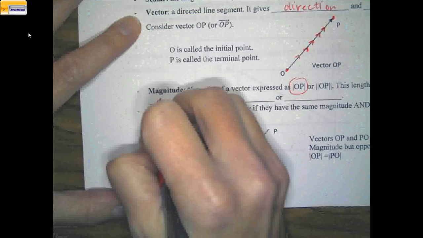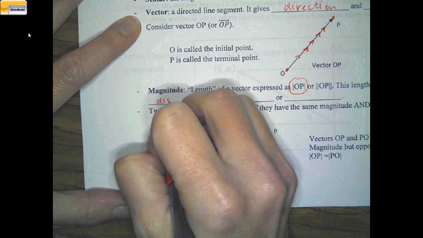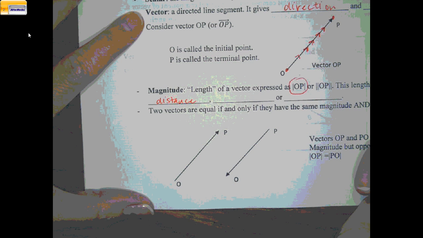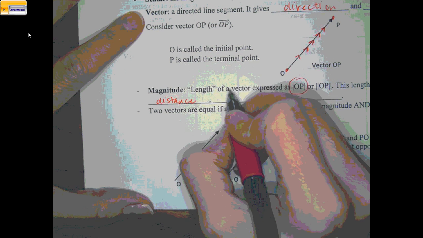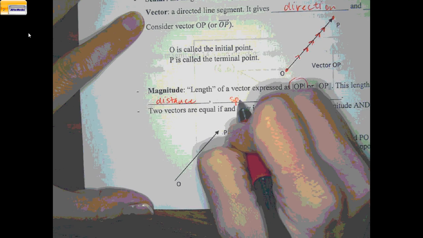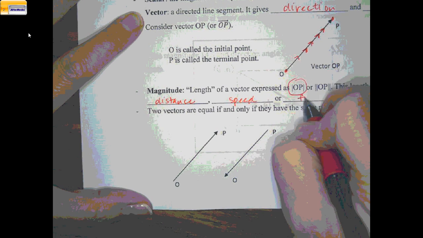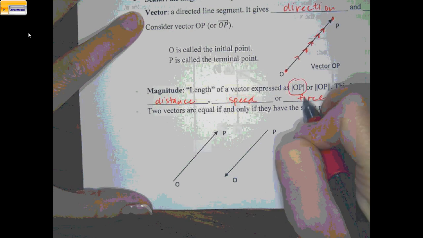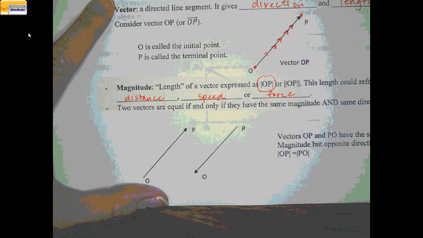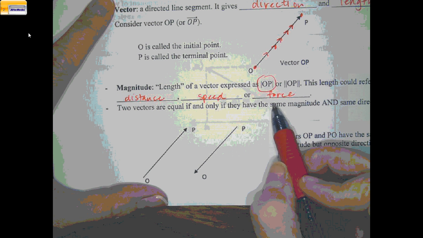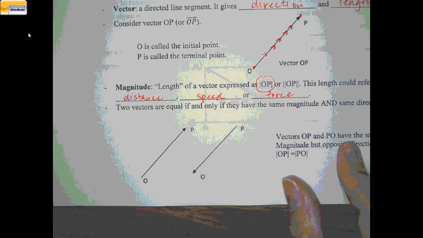This length could refer to distance, which is what we're used to talking about, the length of something from one end to another. It could be talking about speed. Could be talking about force. Could be talking about acceleration. There's lots of things that could be. You're going to see these three things show up really for the next chapter or two. Could be distance, could be speed, could be force.